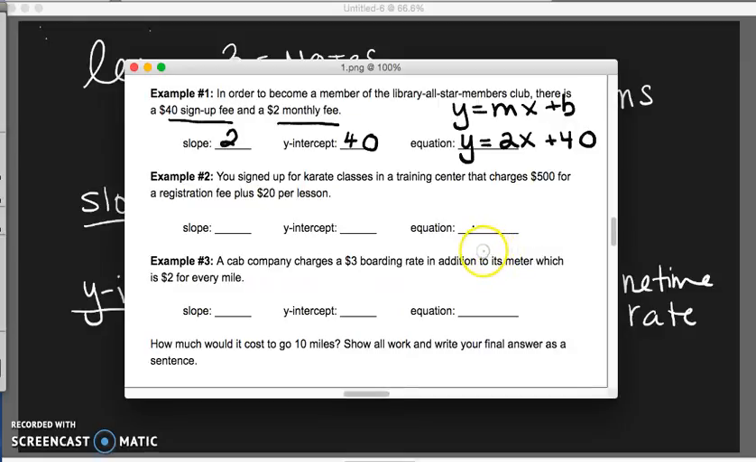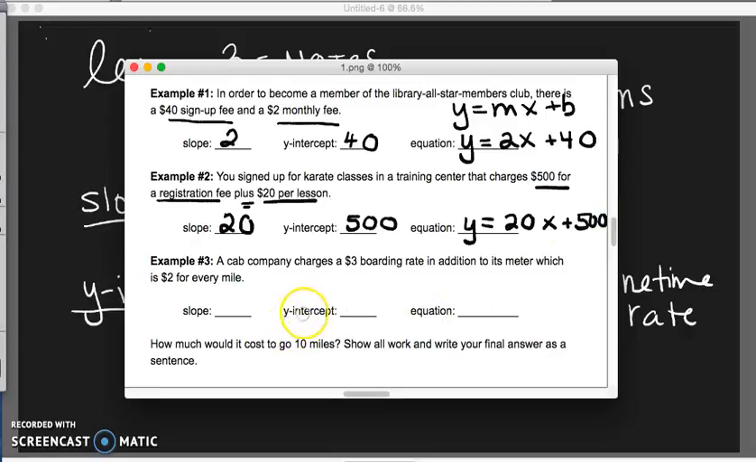It says, you signed up for a karate class in a training center that charges $500 for a registration fee, plus $20 per lesson. Hopefully you said that 20 was your slope and $500 was your y-intercept. Since it's per lesson, you're adding 20 every time you have a lesson, and it's a $500 startup fee. So y equals 20x plus 500.